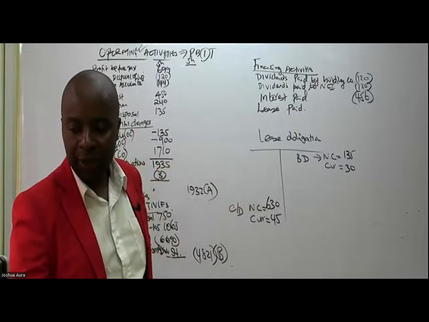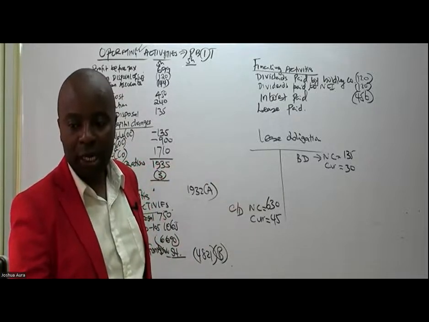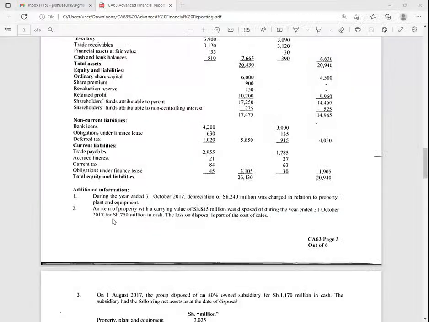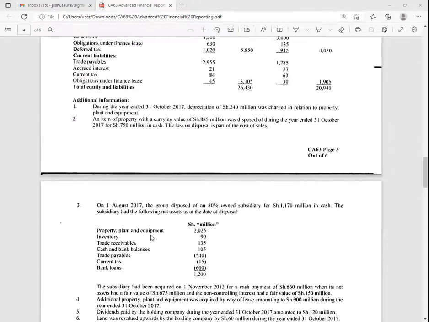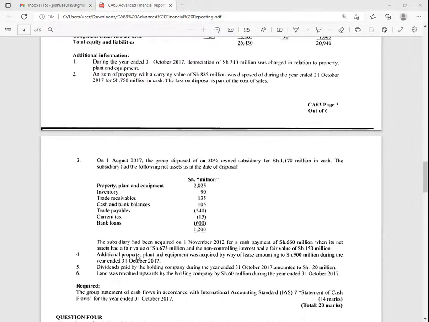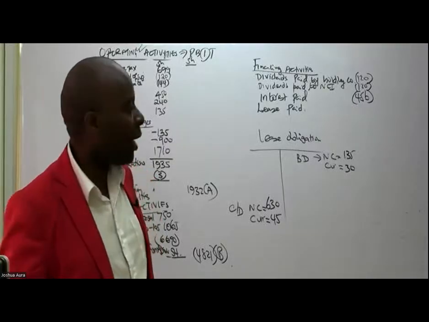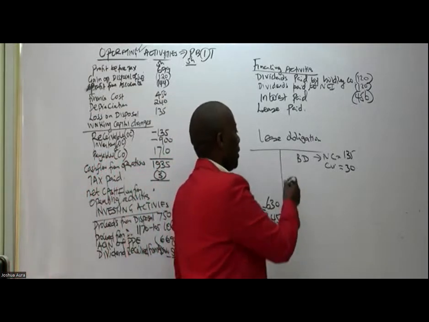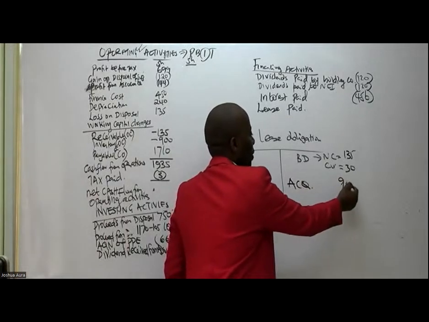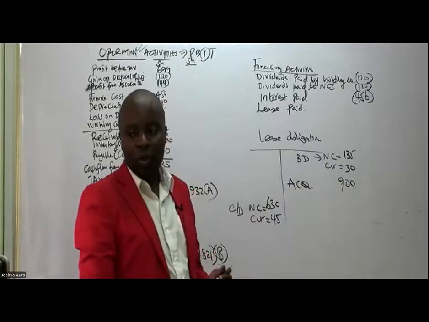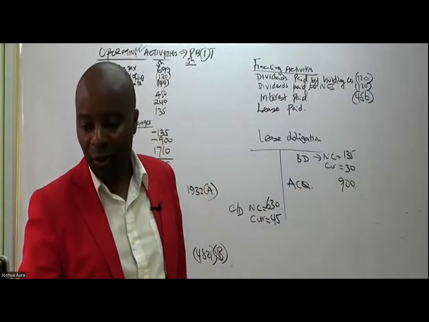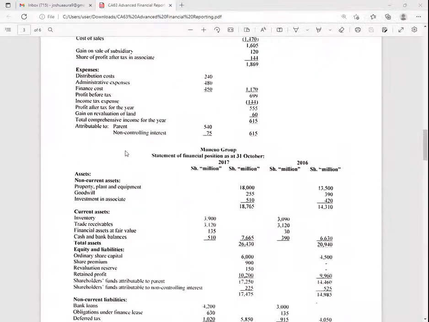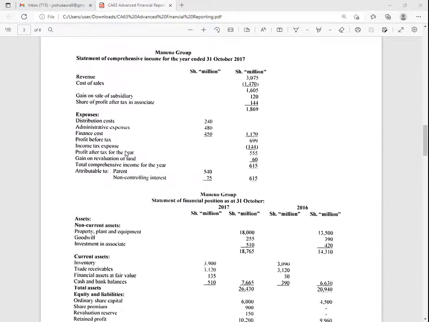Then, ladies and gentlemen, we shall look at what happened during the year. We are told an item of PPE, additional property, plant, and equipment, was acquired by way of lease, 900. So we never paid for this. So the acquisition in the year increases the obligation, 900. I don't remember seeing anything in the income statement to do with lease rentals, nothing really.